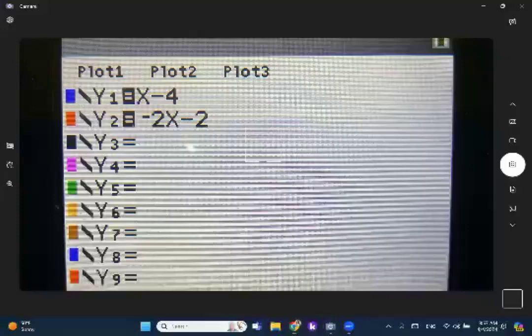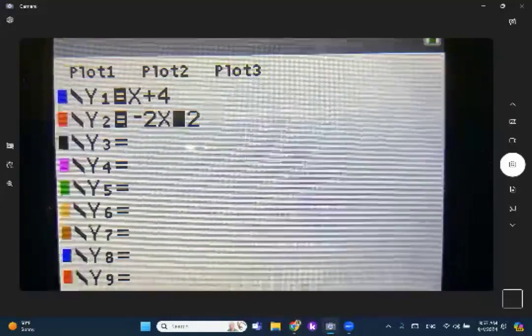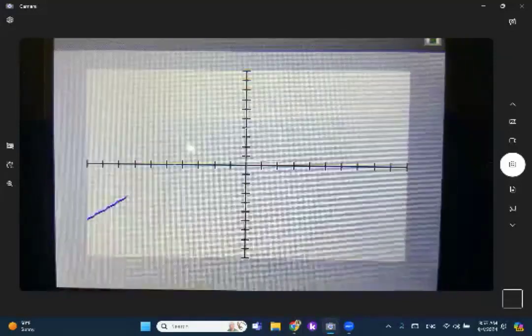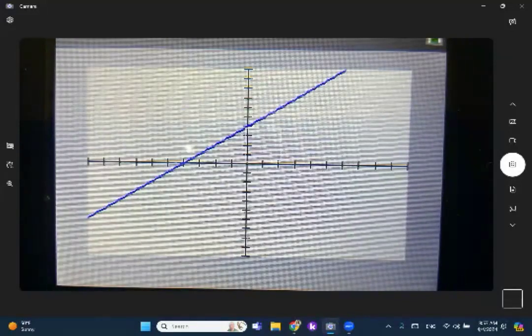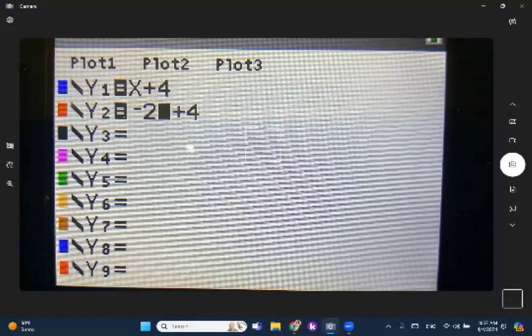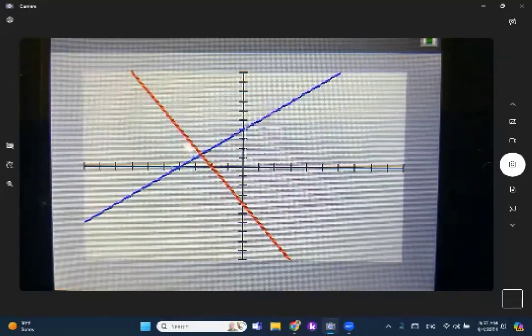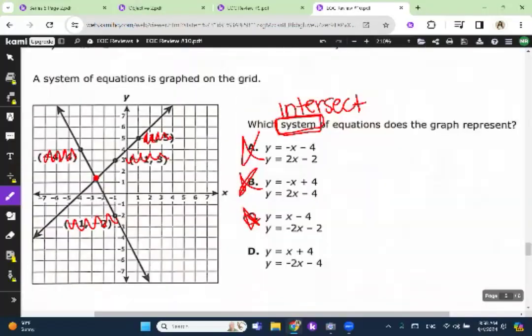Then, just to be sure, it's the only one, I'm checking it. Did I type that in wrong? Oh, it's negative 2x minus 4. Yes. Typing them incorrectly is key. There we go. There it is. So the answer is D. All right.